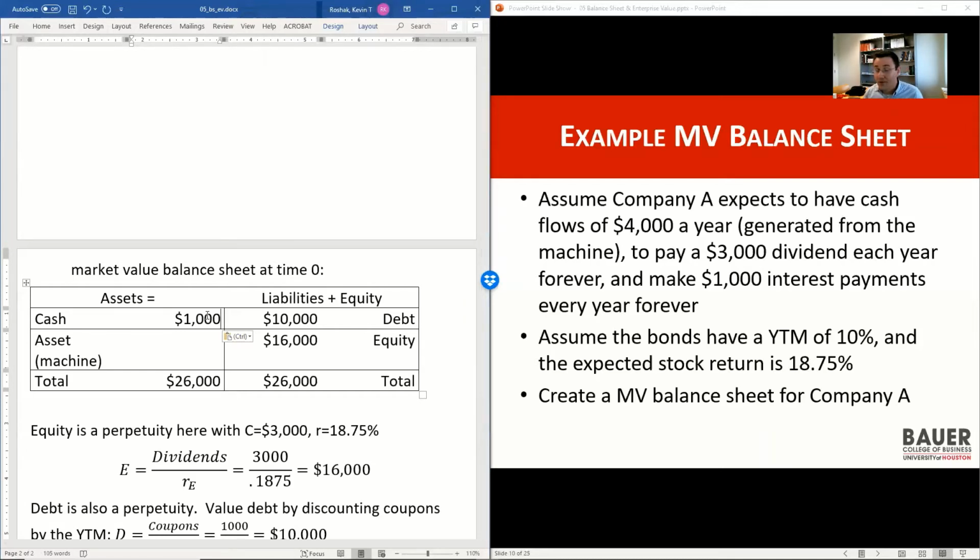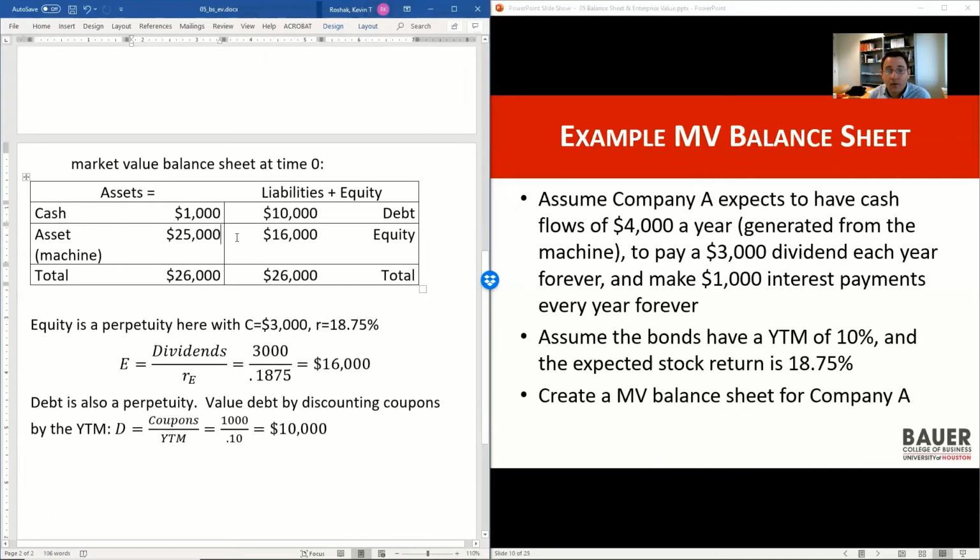Okay, so that's easy. Once you see it, it's obvious that the market value is equal to the book value of cash. But maybe if you didn't see it for the first time, it may be a little bit tricky to think about. So if the cash is 1,000 and all the assets are 26, that means that the machine is worth 25,000. And that's it. That's the market value of the balance sheet. What we did is we had information on the debt and the equity, and we were able to infer the value of the asset because we know that assets equals debt plus equity.